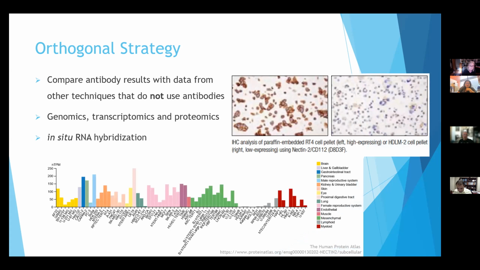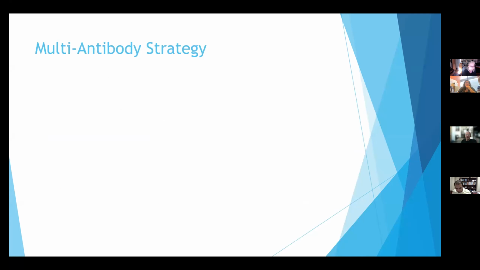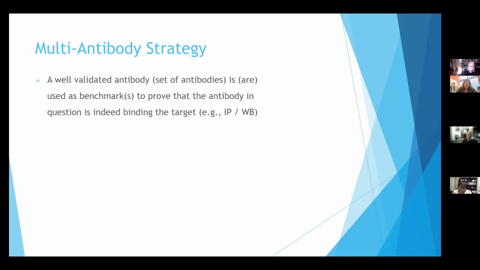So in this particular case, they're looking at RNA levels across a lot of cell lines, and these two are RT4 and HDLM2. This one is the amount of RNA in RT4, and this is the amount of RNA in HDLM2, and you would expect a lot of staining here and no staining here. So this is an example of orthogonal, which is, I guess, transcriptomics. The other one is a multi-antibody strategy where you're using two antibodies to confirm.